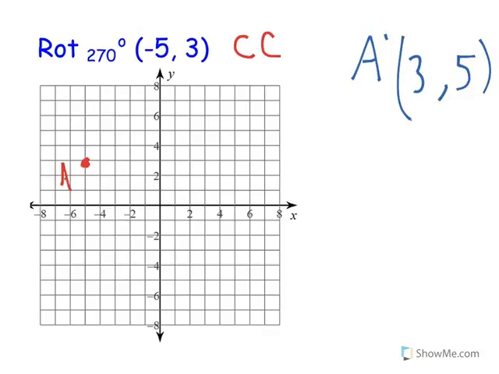So now that I've rotated my graph back to the normal direction, I can plot this new prime point at 3, 5, and that would be A prime. So that's where it's rotated after a 270-degree rotation counterclockwise.